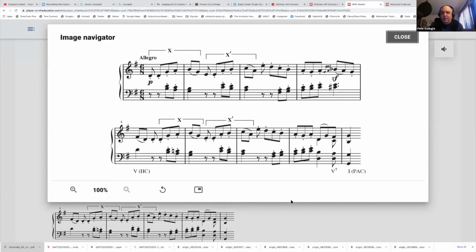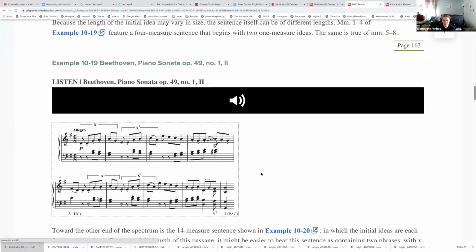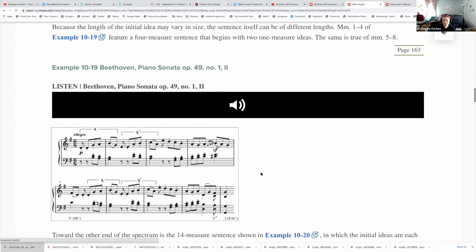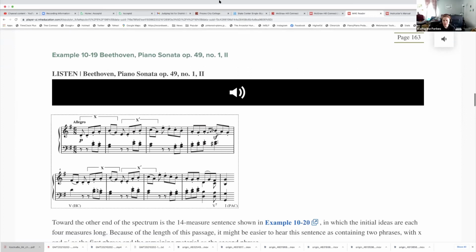Okay, now I know we're looking at sentences, but would that example be a period? Or is this like one sentence because it's the same x and x prime? I think it is 2 sentences that differ with the final cadence. Or maybe we could call it a parallel sentence because it uses the same sentence, right?